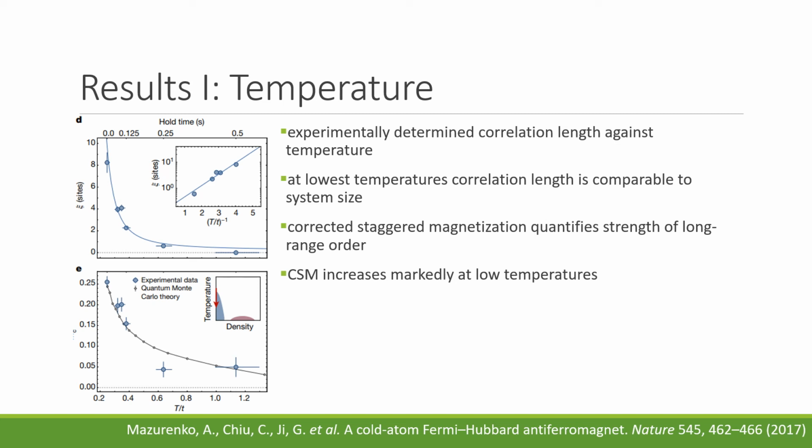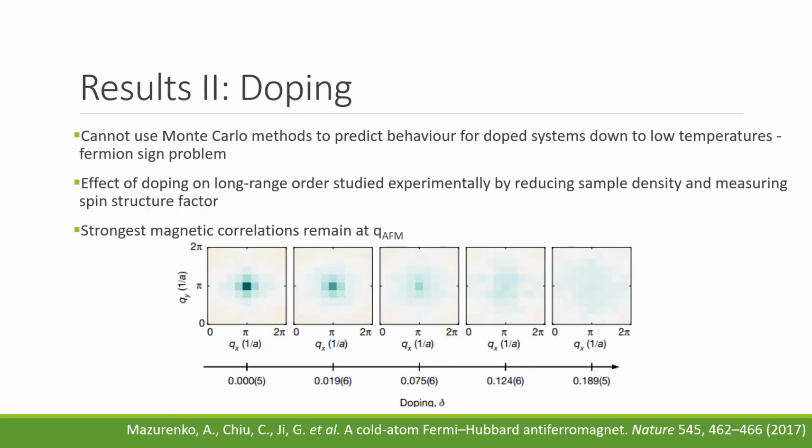Section E of the figure is a plot of the corrected staggered magnetization. So this is quantifying the antiferromagnetic long-range order, and the corrections adjust for uncorrelated contributions. The CSM increases markedly at lower temperatures, which again is what we wanted to show. So now we're just going to move on to the second part of the investigation, which is investigating the effect of doping on the magnetic order.